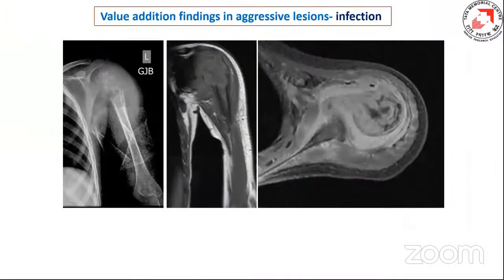Next slide, please. Even though on X-ray it looks very aggressive, MR will help in narrowing the differential, whether it is an infection or a neoplastic etiology. In the second image, there is a serpentine T1 hyperintense area, a lot of necrotic lymphadenopathy, and then there is joint involvement. All this indicates that we are dealing with an aggressive lesion, but it is an infection. In this particular case, it turned out to be a tuberculous osteomyelitis. Next slide, please.